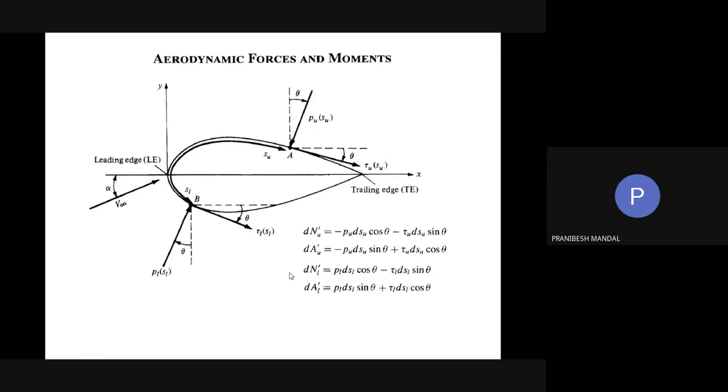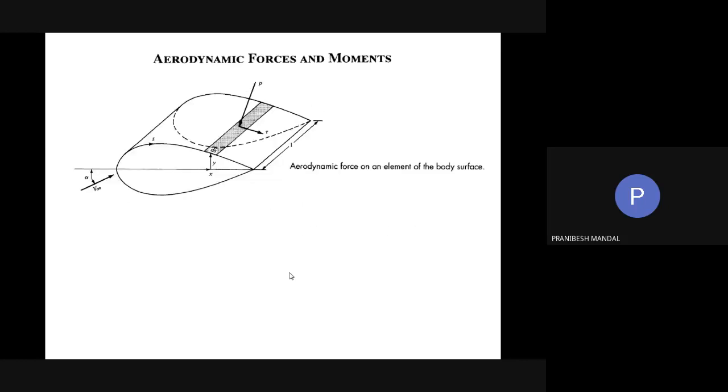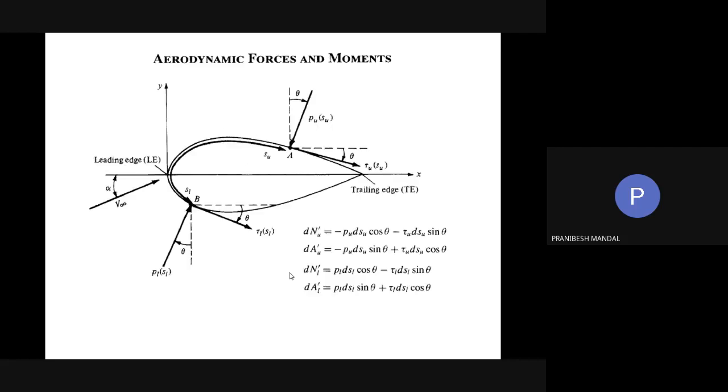Obviously, if we consider the front view of this particular thing, we get this. On the upper surface, there is a pressure and a shear stress. The pressure is a function of the upper surface geometry that is given by this SU. The lower surface pressure is a function of this particular lower surface geometry that is given by SL. And these pu, tau u, and pl, tau l are actually acting on this particular thing.